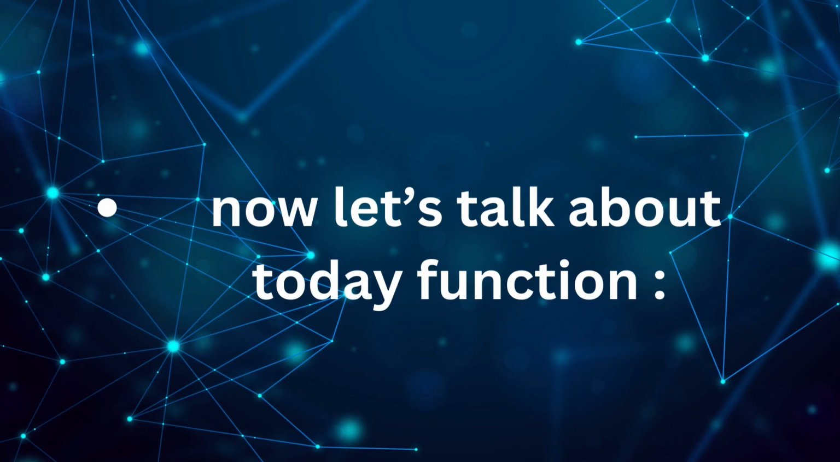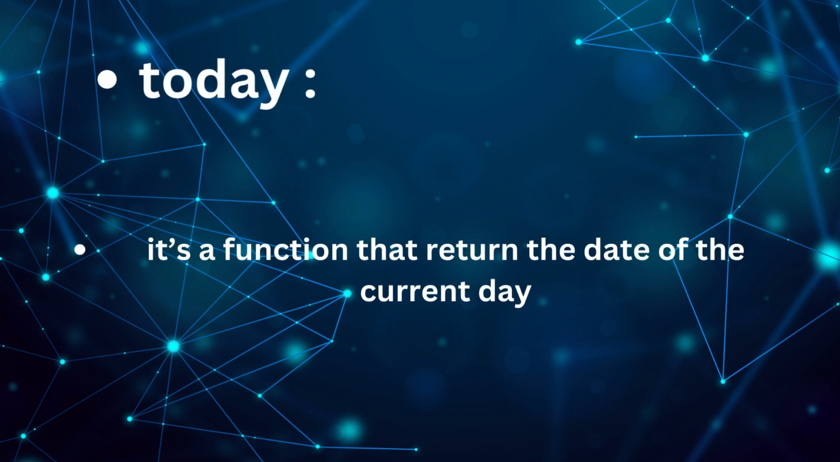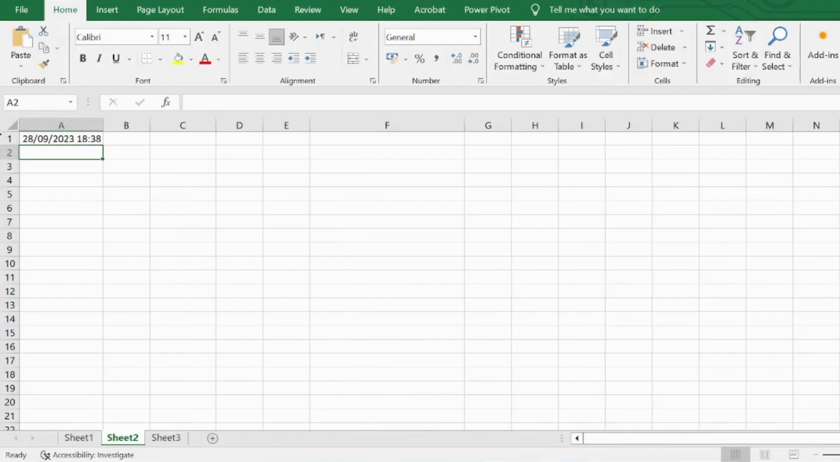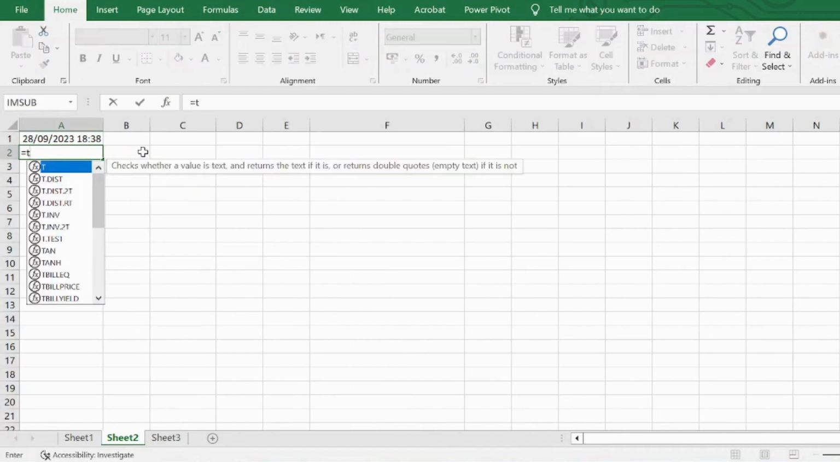Now let's talk about the today function. It is a function that returns the date of the current day. Let's perform it using Excel. I want to give this cell the value of the date of today. So equal today, open parenthesis, close parenthesis.